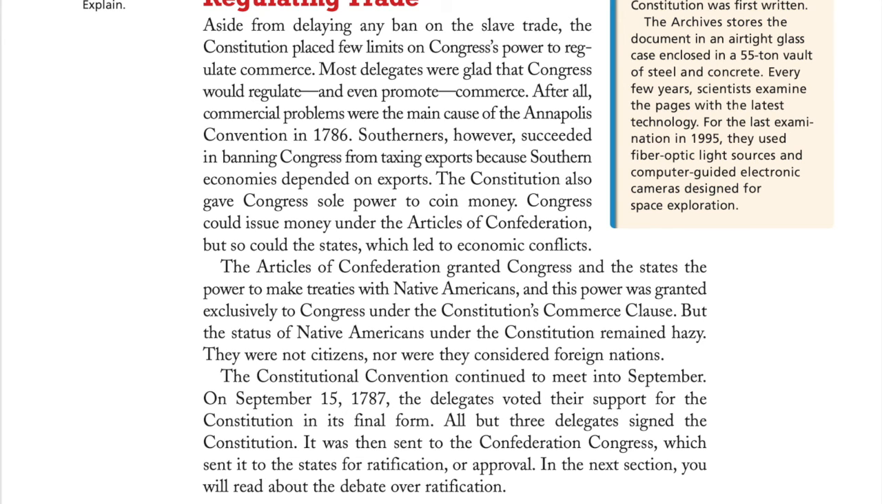The Constitutional Convention continued to meet into September. On September 15, 1787, the delegates voted their support for the Constitution in its final form. All but 3 delegates signed the Constitution. It was then sent to the Confederation Congress, which sent it to the states for ratification or approval. In the next section, you will read about the debate over ratification.